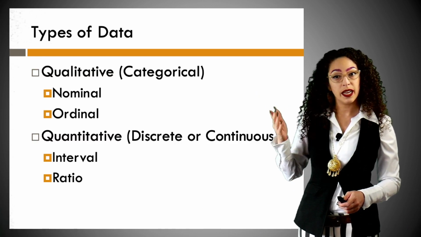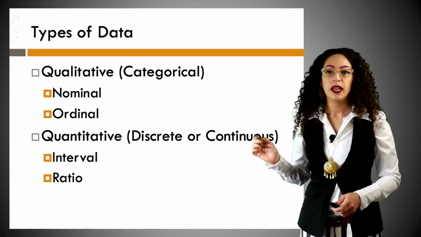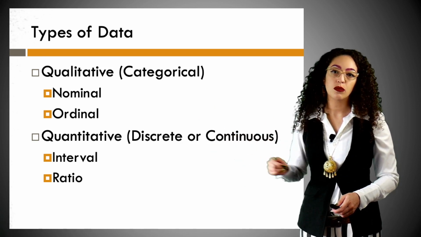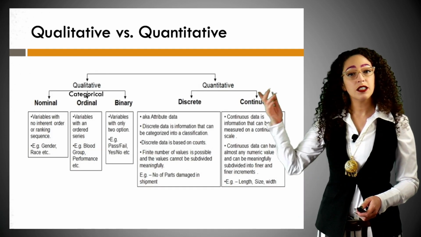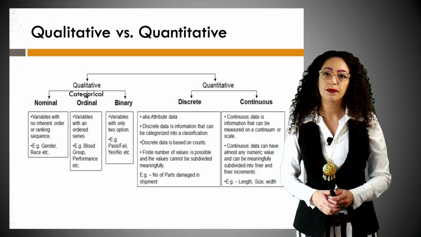Qualitative or categorical data includes the nominal and ordinal, also binary, but we're going to focus on these two. And quantitative involves discrete or continuous, and they can be either interval or ratio type data. Here's another flowchart I found online that's basically reiterating what I showed you in the previous slides.